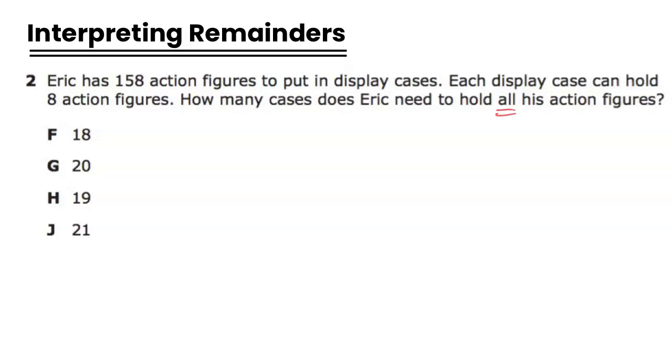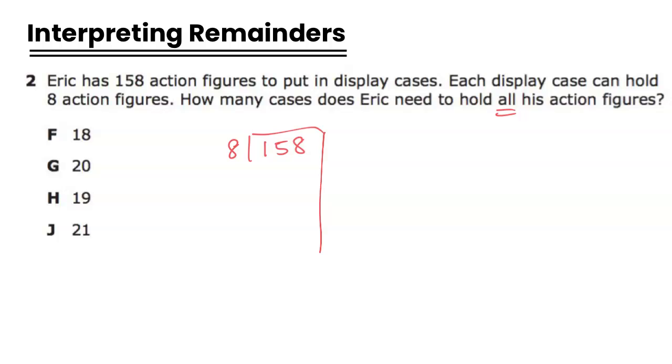And so that means we don't want any to be left out of a display case. Even if we can't fill up a full display case with those 158, we want to make sure that all of them get into a display case. And so this would be a scenario where students would need to increase the quotient in order to hold all of the action figures. And so as we begin the division, whichever method we want to use here is going to be just great. Let's say that we want to use partial quotients in this case.